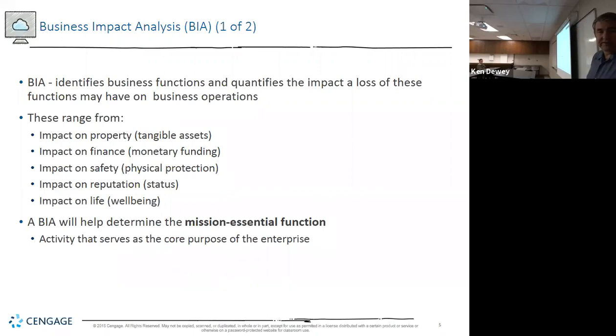Okay. Physical protection. How about status? I mean, your reputation they talk about there, and your well-being. A lot of stuff to think about. We had to have this building appraised for this grant, so now, what would it cost to replace it? I don't know. Okay. The bottom here talks about the mission essential function.